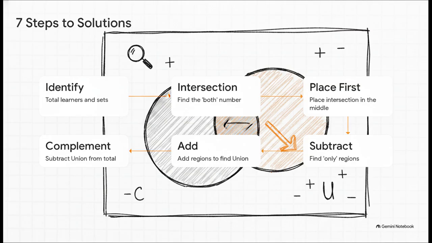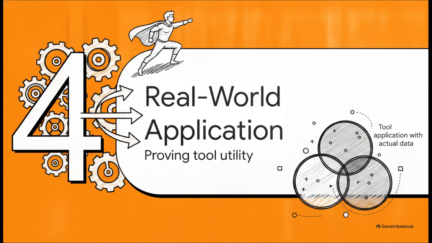After that, subtract to find your only regions. Add those up to find your true union, and finally, subtract that union from the grand total to find your complement. Honestly, it's a perfect system. Now for part 4, real-world Venn application. Let's prove this tool actually works.